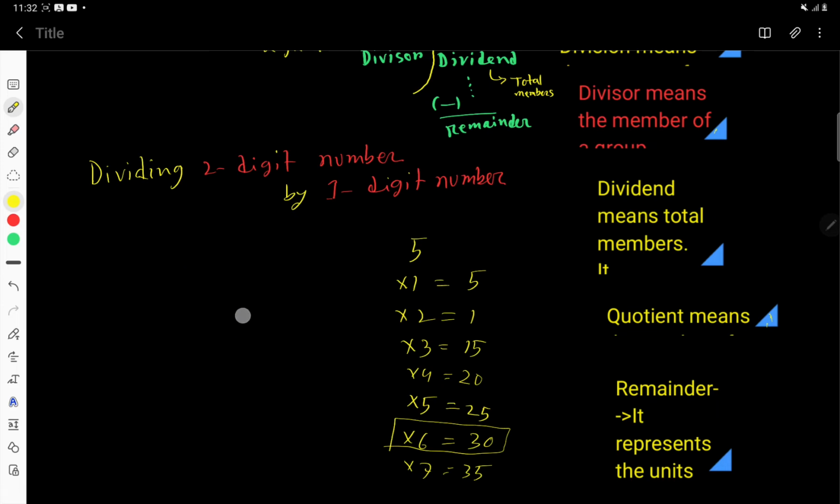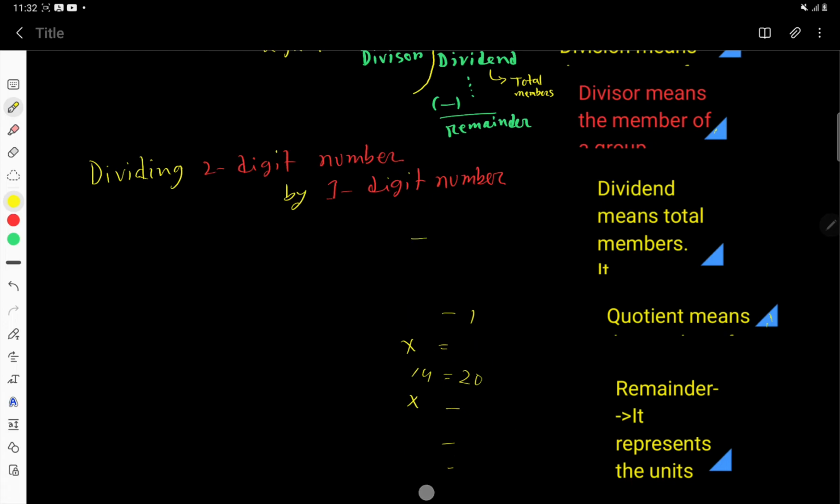Now consider another example. How to divide 23 by 4? Look, 4 goes into 2 how many times? Actually 0 times, because 2 is less than 4. So 0 times 4 gives us 0. If you subtract, then 2, bring down this 3.